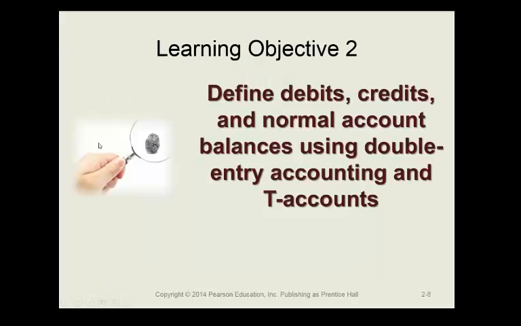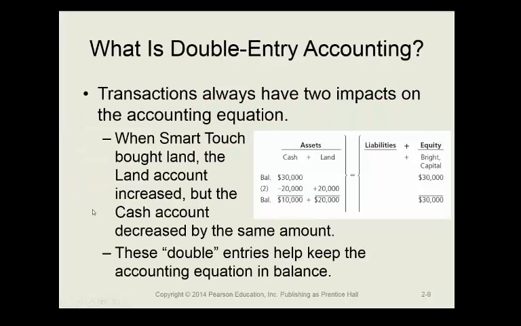Now let's talk about debits, credits, and normal account balances. In accounting, we use what we call double entry accounting. That means that anytime a transaction takes place, it's always going to have 2 impacts on the accounting equation. So 2 accounts are always going to be affected. It doesn't necessarily mean that each account affected has to be on the opposite side of the accounting equation. It just means that 2 accounts are going to be affected, whether it's 2 assets, an asset and a liability, or an asset and equity.